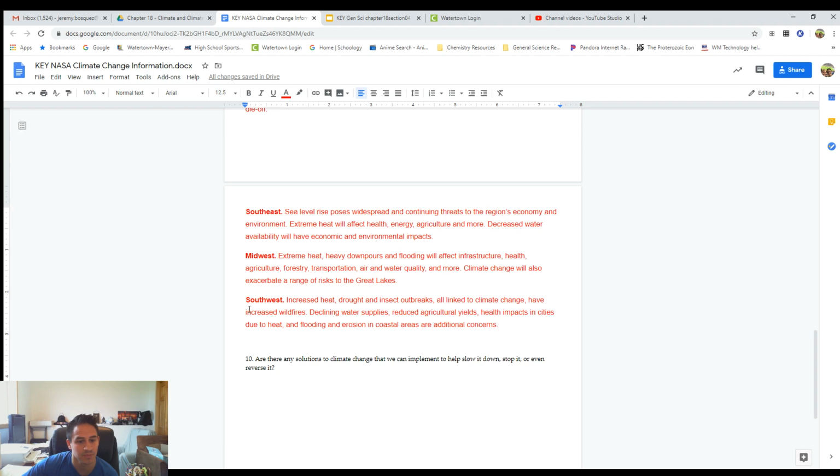here in our state. And then in the Southwest, so this is like New Mexico, California, stuff like that. Increased heat, drought, insect outbreaks, all linked to climate change, have increased wildfires. Again, not good. Declining water supplies.